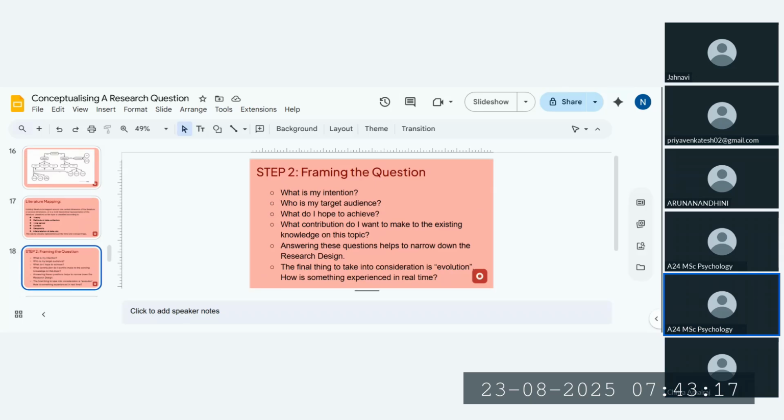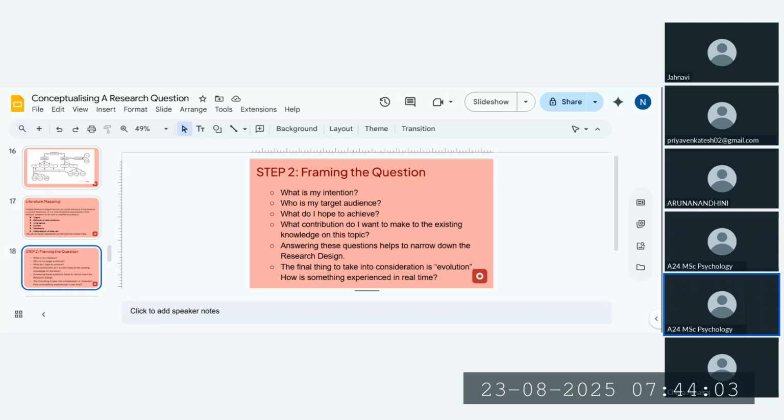Next we come to the framing of the question. So we sit with the research question. What is my intention? What is my original intention? What are my goals? What is my target audience? What do I hope to achieve from this research? And what impact do I think this will have on the field? These are the key questions to ask while framing the question. Before we frame the question, we must know the answers to all these questions. What is my intention? Who is my target audience? What do I hope to achieve? What contribution do I want to make to the existing knowledge on this topic? Once we answer these, then we can narrow down the research design.